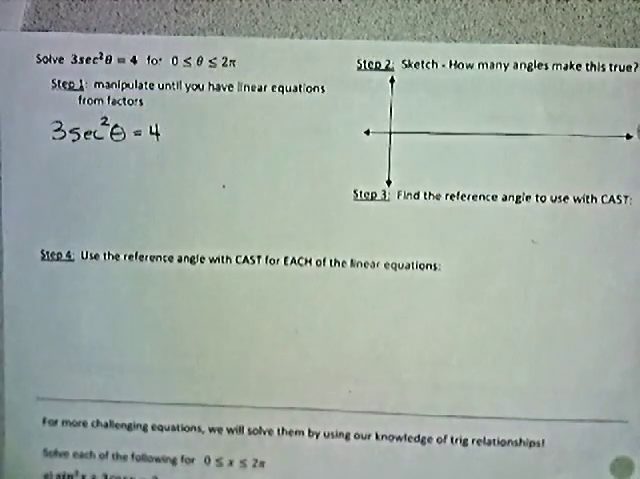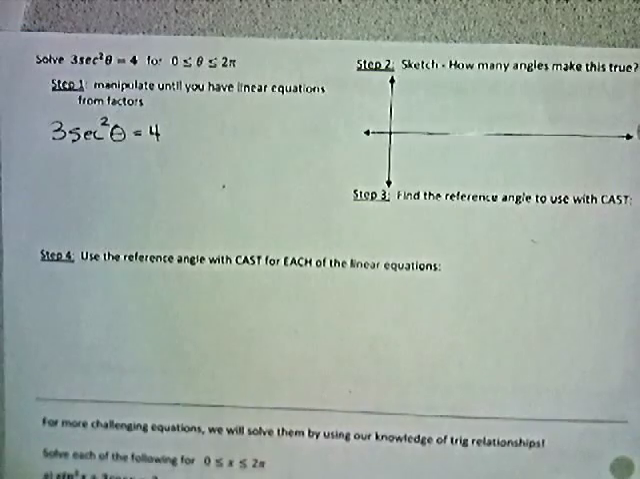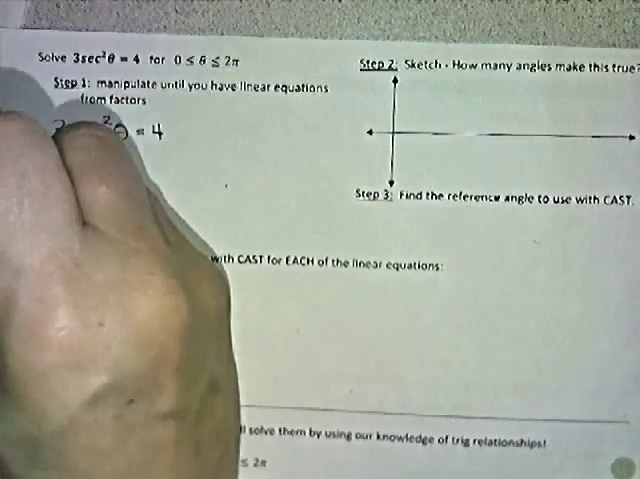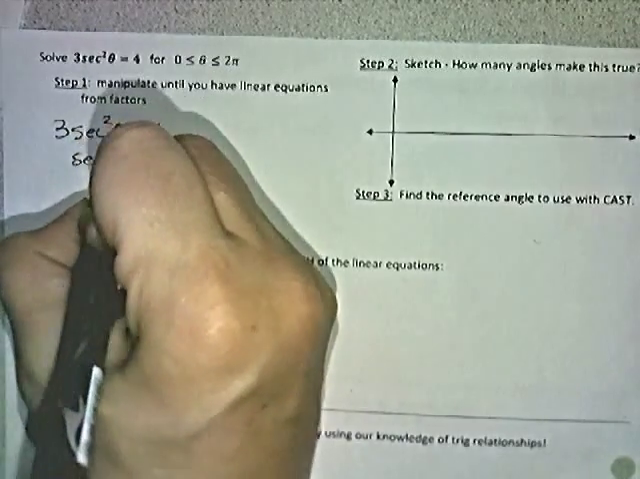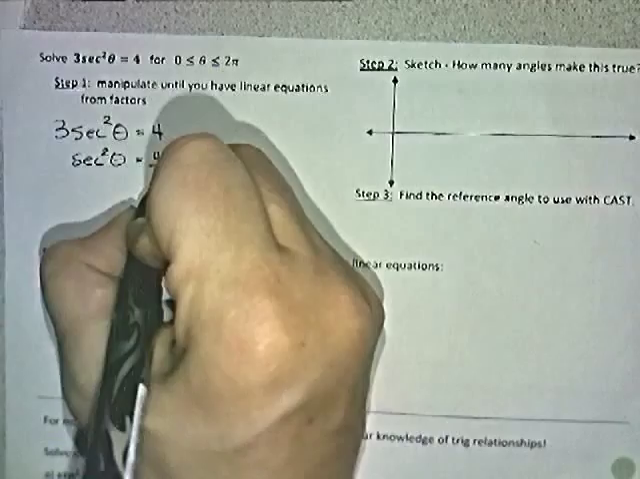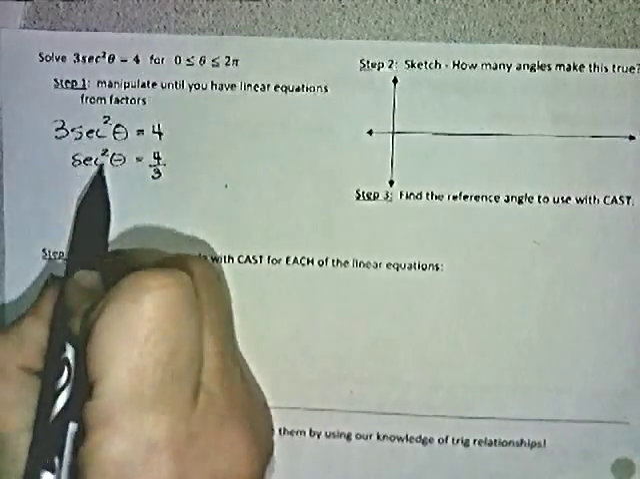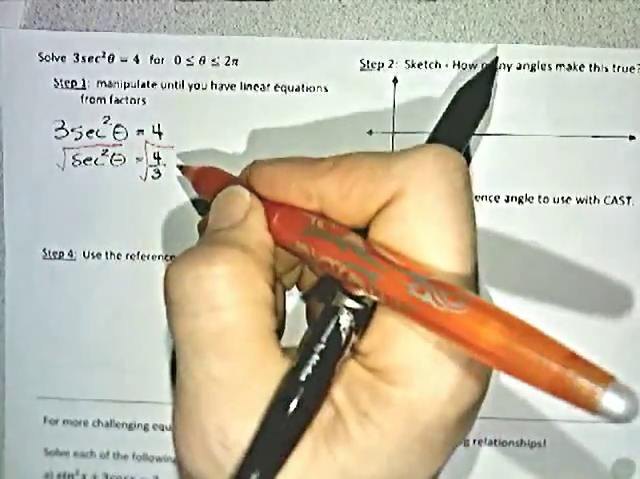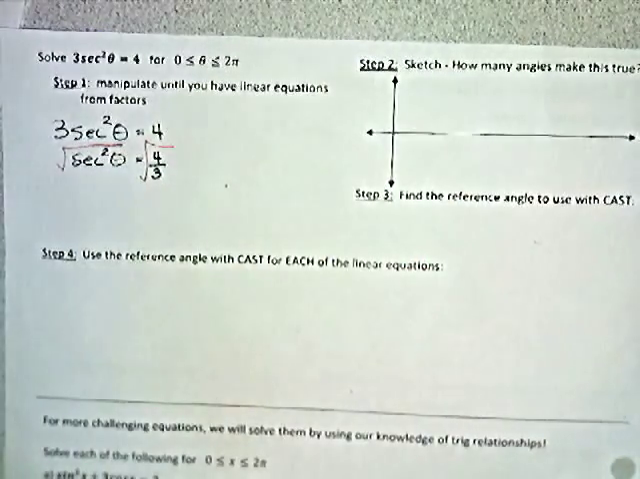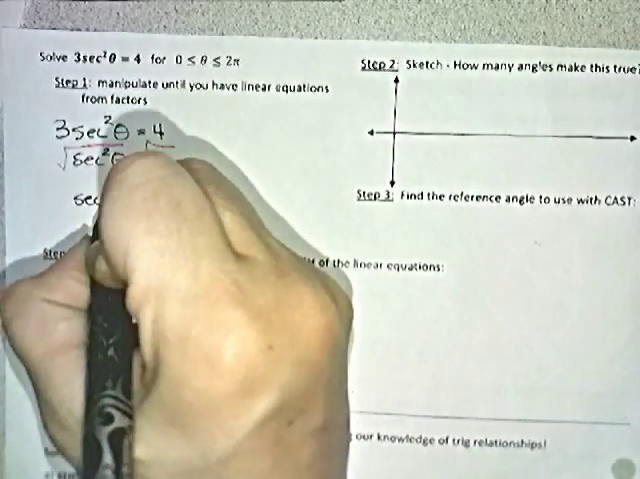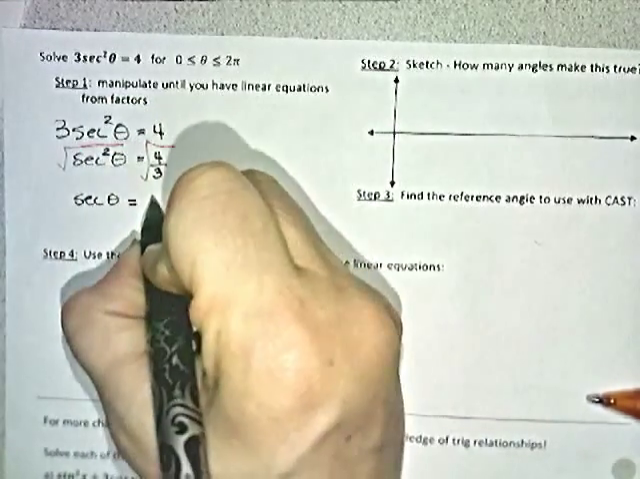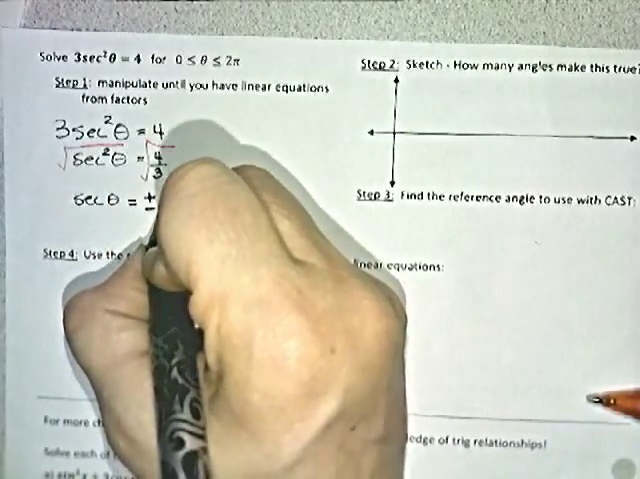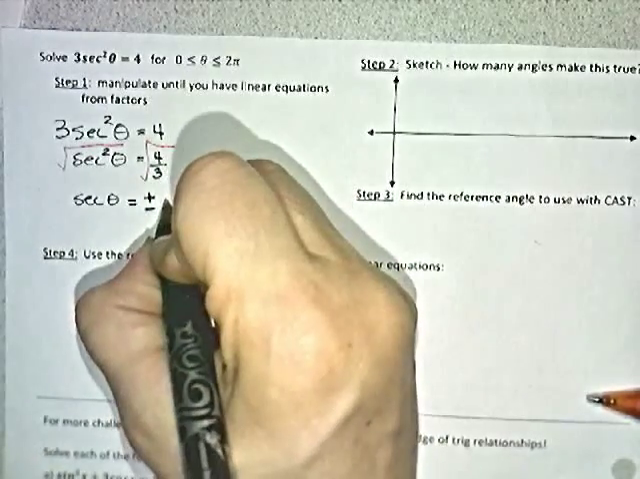Now some of you might try to dive right into cosine first. I'm going to leave that to the end. Let's get secant theta equaling a number. And so let's divide that 3 out of there. Secant squared theta equaling 4/3. And we know that we could square root both sides in order to get rid of that square. But be very careful. When you square root both sides of an equation, you cannot ignore that there are two answers. There's a positive value and a negative value that comes out of the square root of 4 over 3.